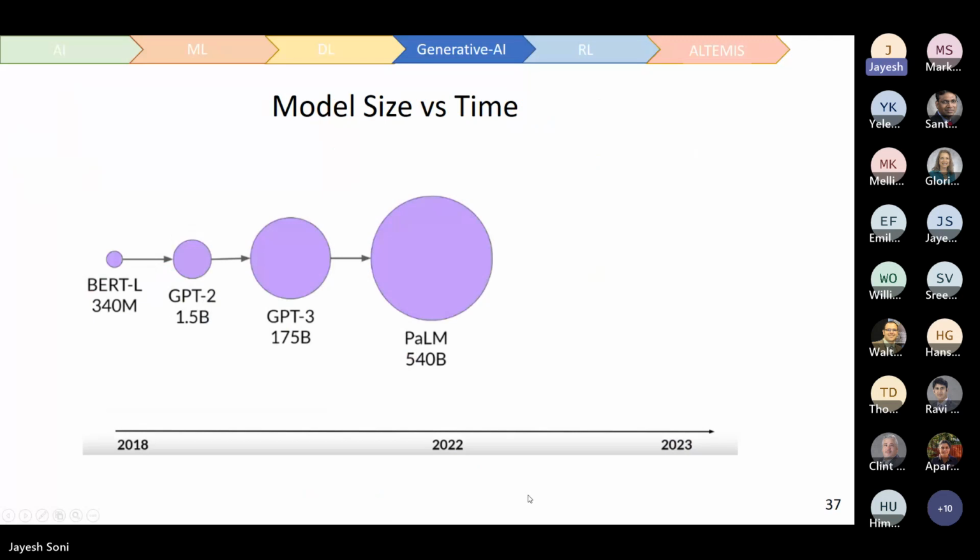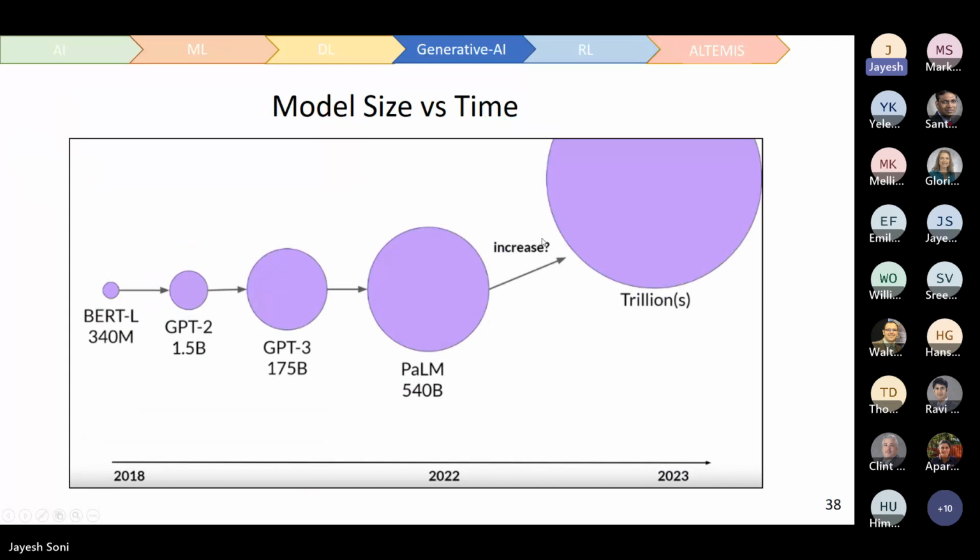From 2018, when the transformer came into the market, different developers have made different models, starting from BERT, and each model has some number of weight parameters. BERT has 340 million parameters, GPT-2 has 1.5 billion parameters, GPT-3, which is the base for ChatGPT, has 175 billion parameters, and similarly, a lot of other models have come into the market.